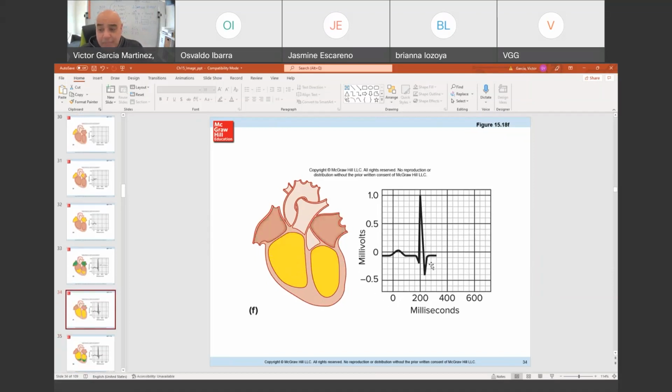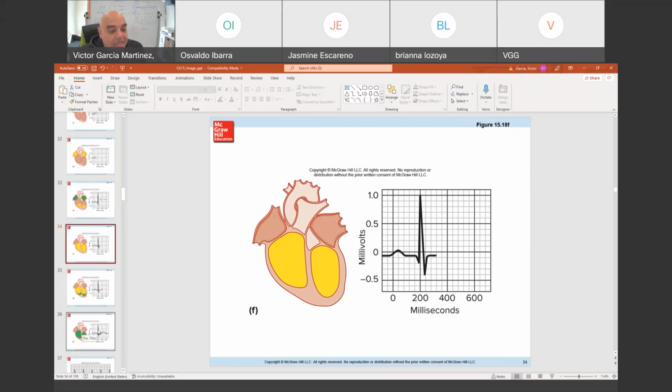Then you have another segment, another pause. And this electrical pause is going to be for the contraction of the ventricles. It's going to be for the systole of the ventricles. Then the segment ST is for the contraction of the ventricles. And finally, you have the T wave. And the T wave is going to be the recovering of the ventricle. It's going to be the repolarization of the ventricles. And after that, we're going to have the complete relaxation of the heart.